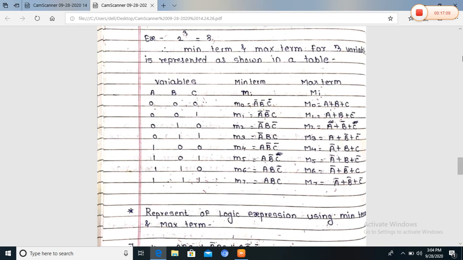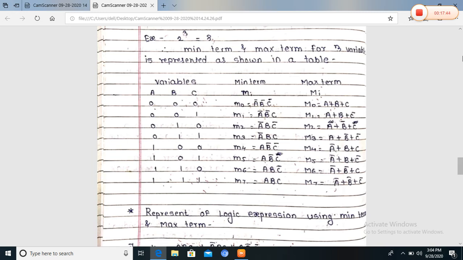If in that expression there are 2 variables, then the maxterms and minterms are represented as 0 to 3, that is 4 terms, and here there are 8 terms. So the first term 000 means 0. Minterm is represented as small mi and maxterm is represented as capital Mi. So in this first term 000 means that it is small m0.